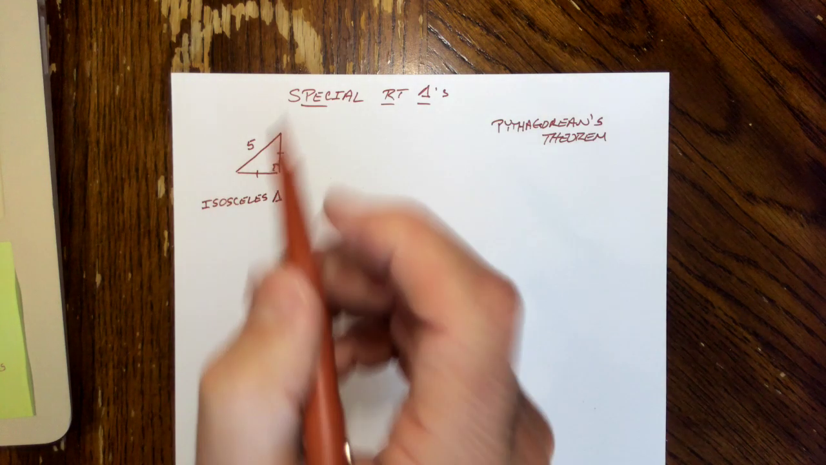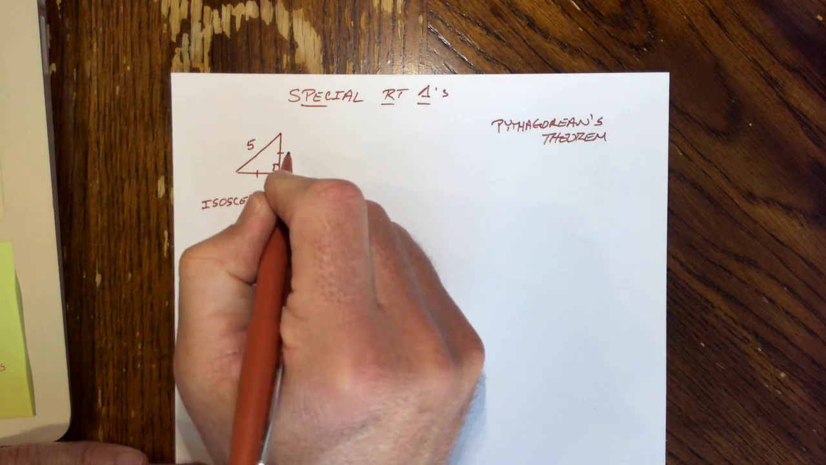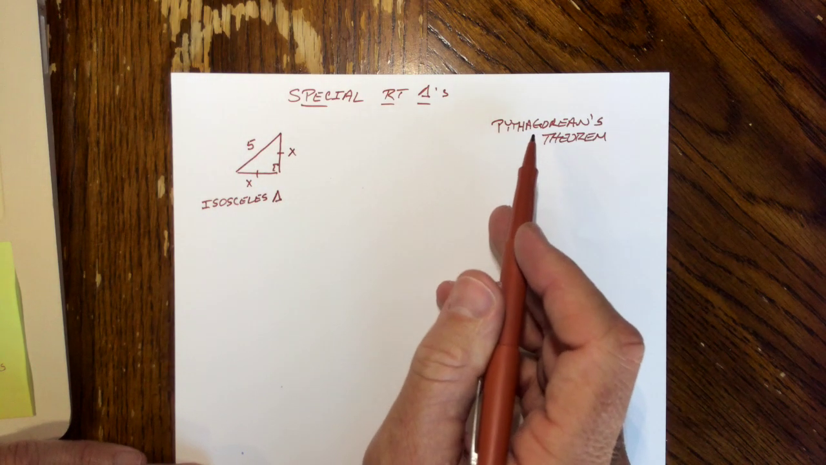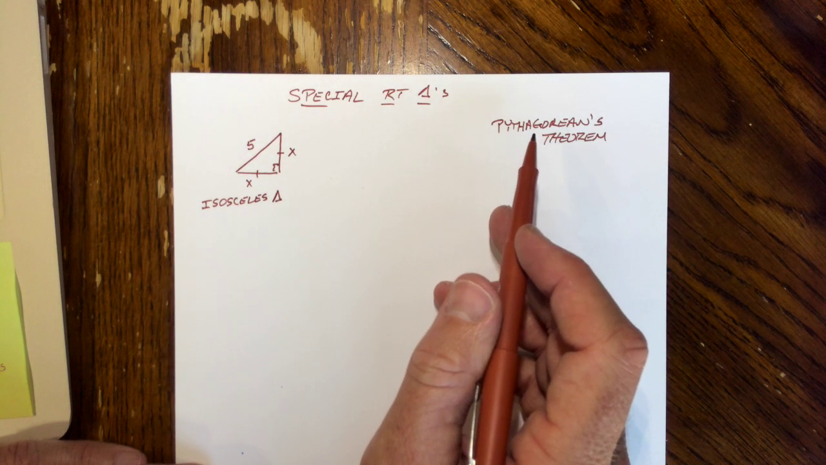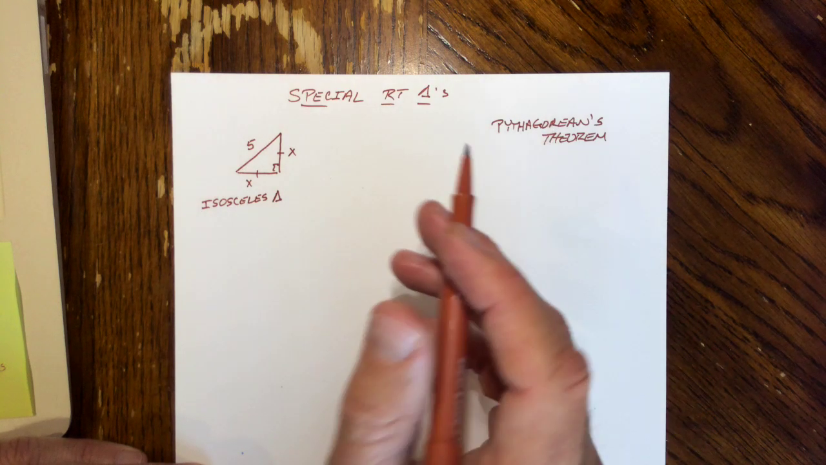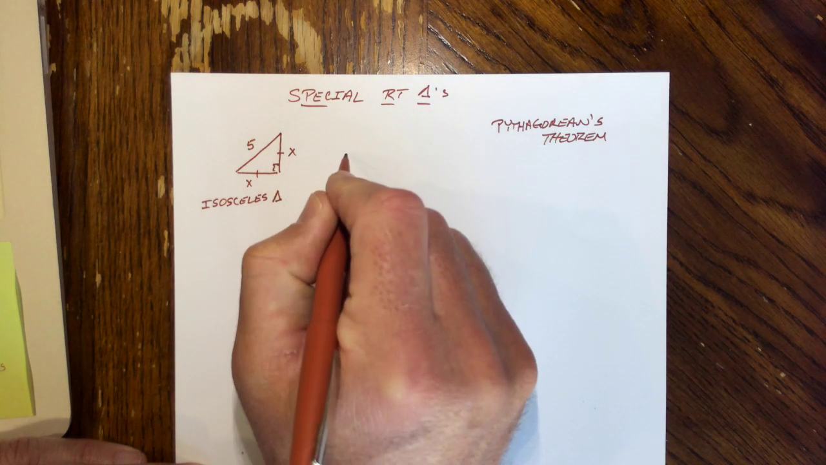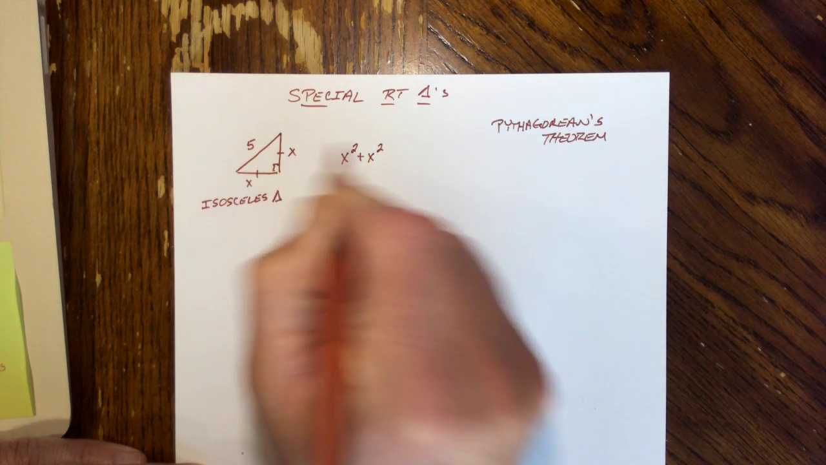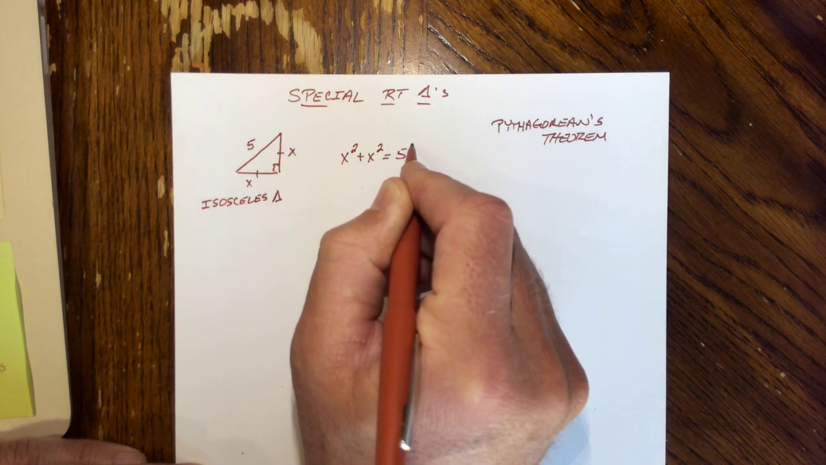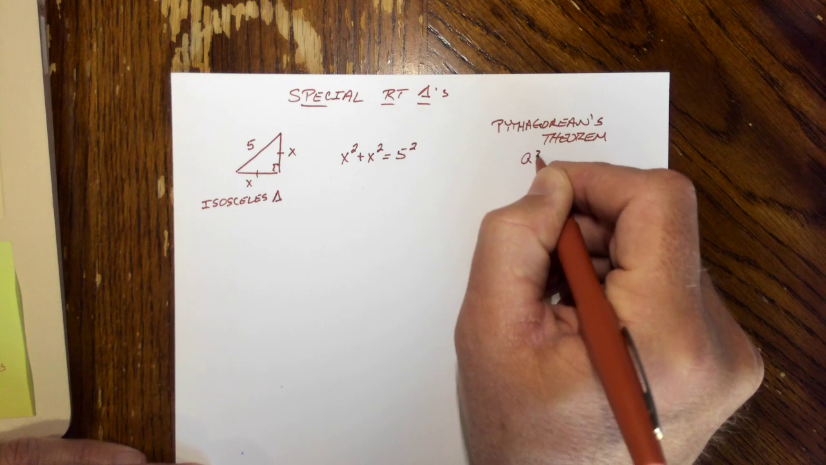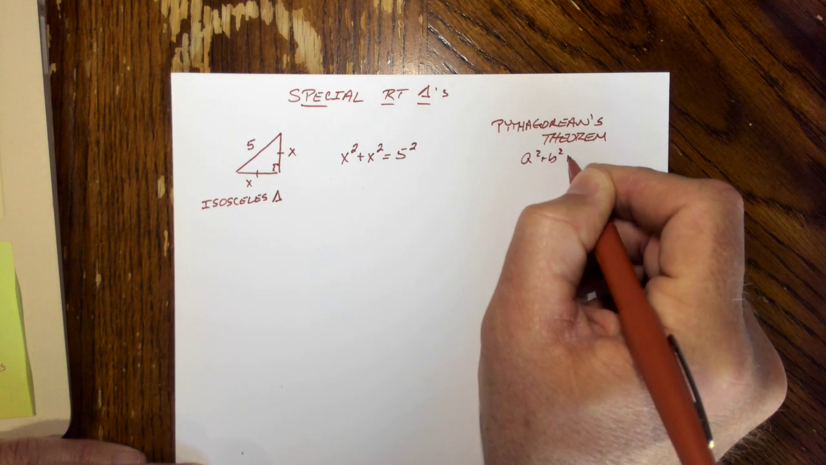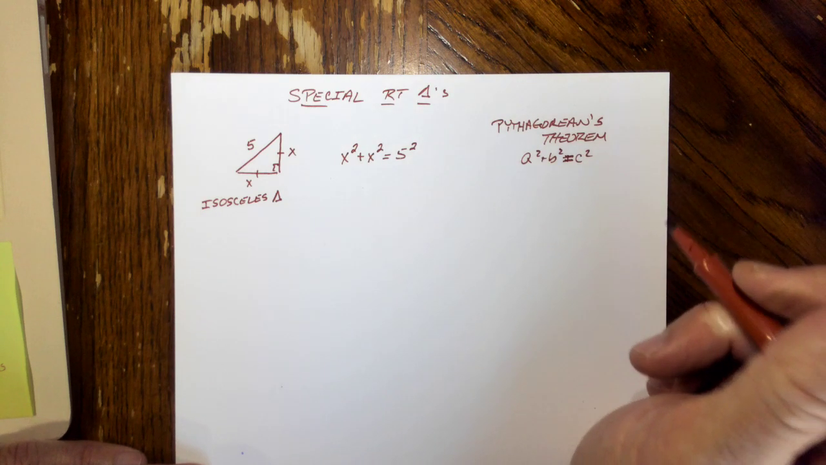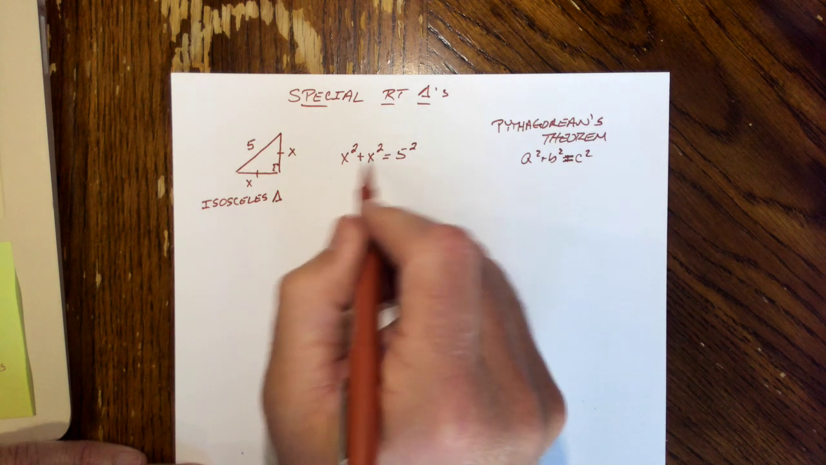Okay, so I'm asking you to find the length of these sides. Well, I'm going to label this x, label this x. We can use Pythagorean's theorem to figure this out. So let's look at it for a second. That would be x squared plus x squared equals 5 squared. A squared plus b squared, being your legs, equals c squared.